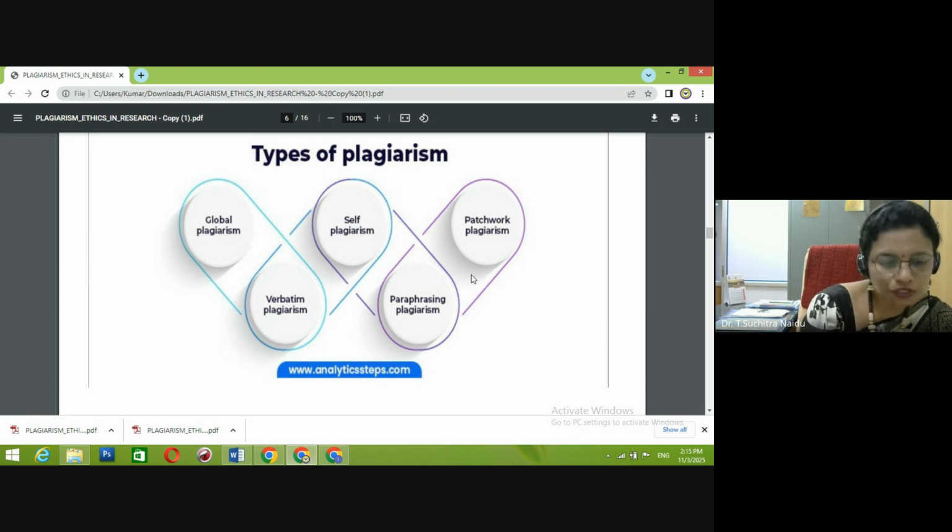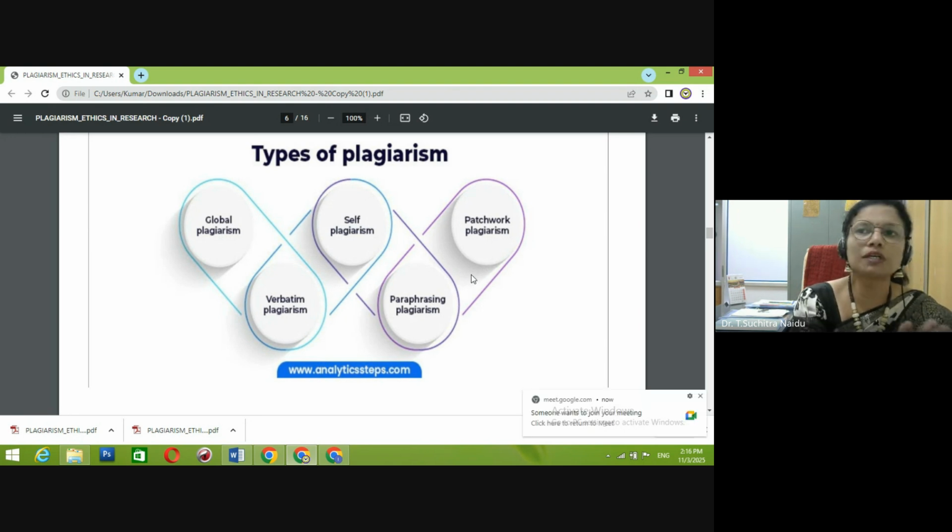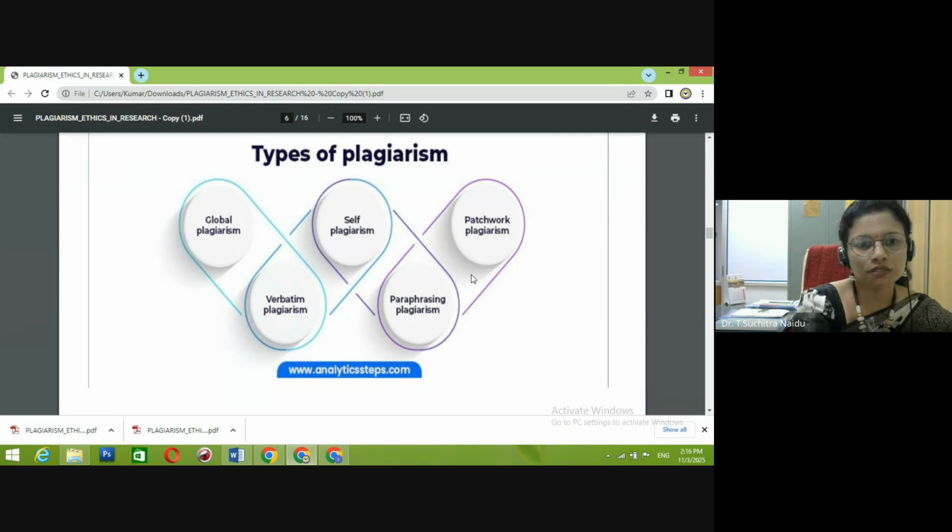Then coming to verbatim plagiarism, this is also done. Here what happens exactly is you are copying someone's text word to word, without substituting the synonym also. Just direct cut, copy, paste. That is called verbatim plagiarism, where you are not even bothering to give the synonyms of it. We are not even making minor modifications, just word copy paste, that is what we are doing. That is called verbatim plagiarism.